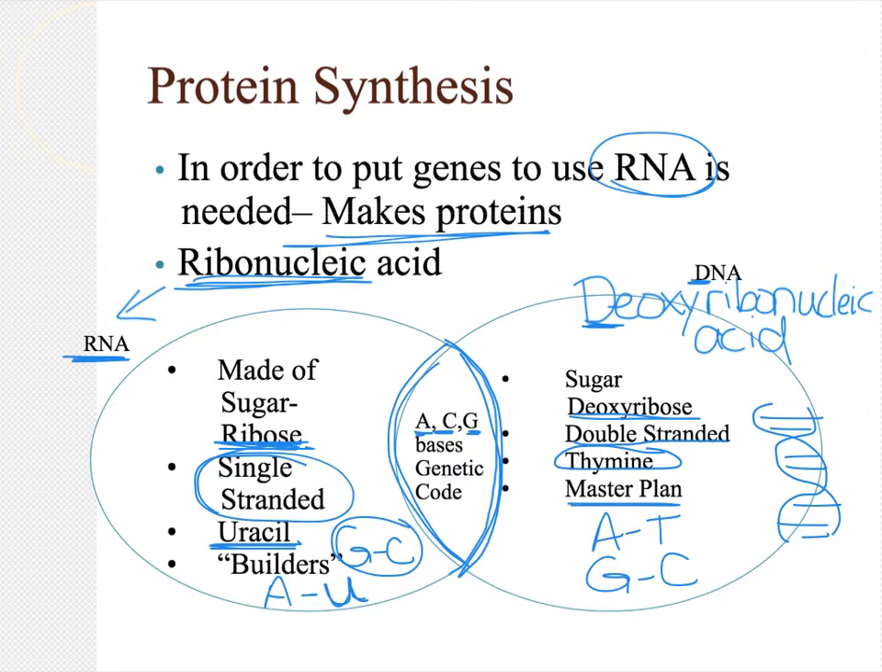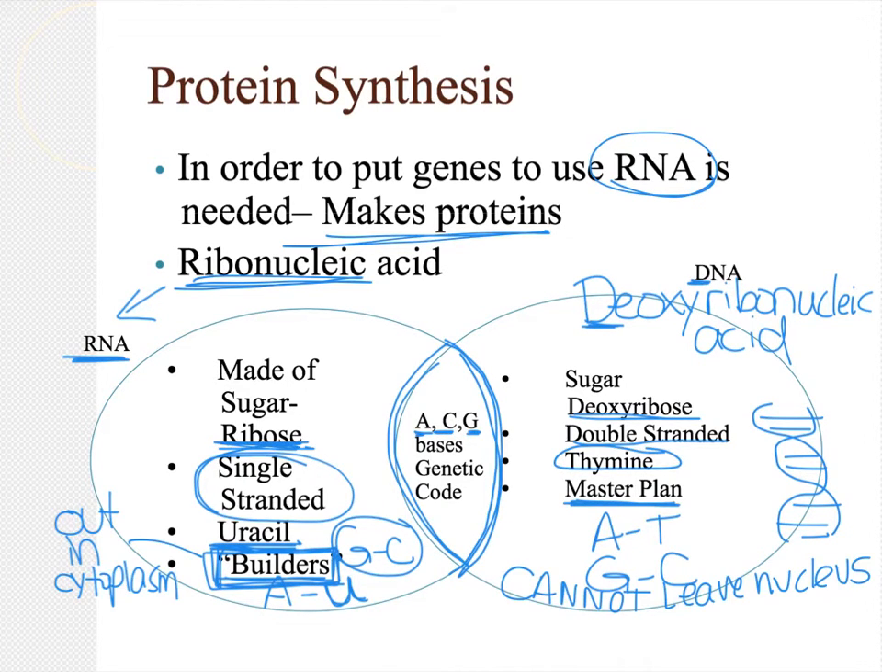DNA is the master plan. This cannot leave the nucleus. RNA is what are the builders of the proteins. This takes the master plan and brings it out to the ribosomes to be the builders of the proteins. Make sure to make yourself a note. DNA cannot leave the nucleus, and so it has to make the RNA and send that out into the cytoplasm in order to build the protein.